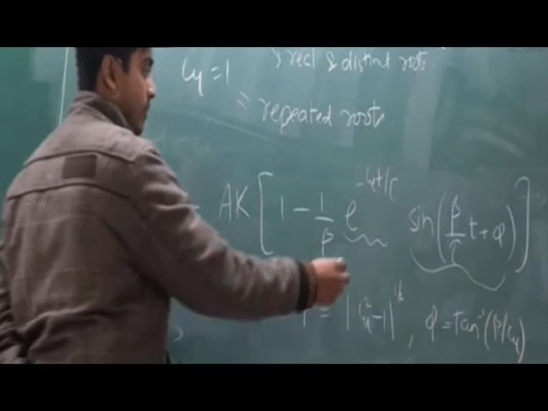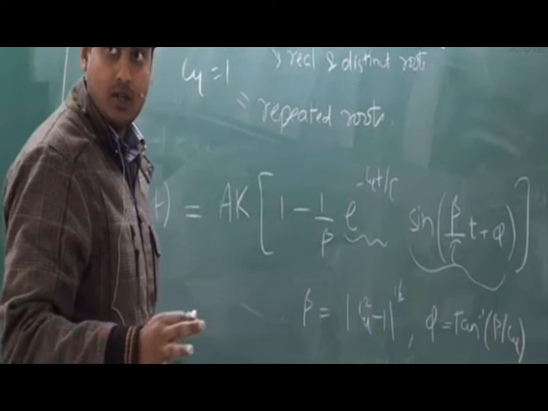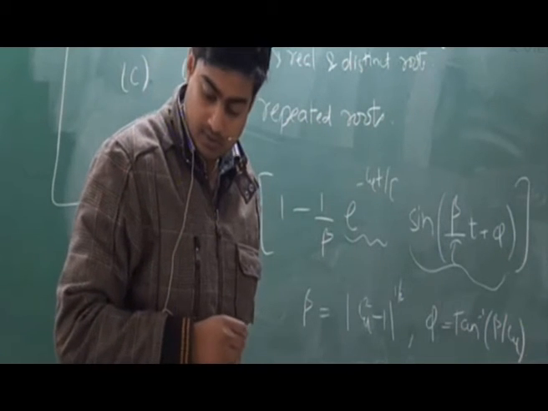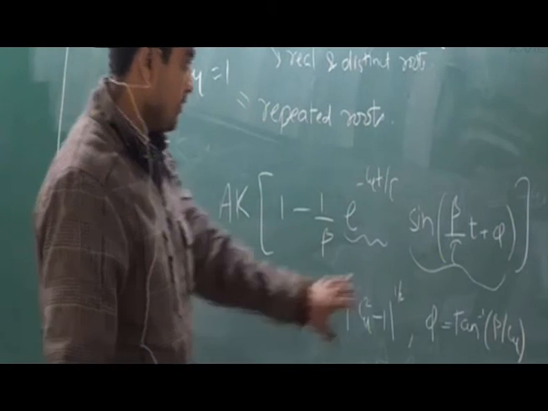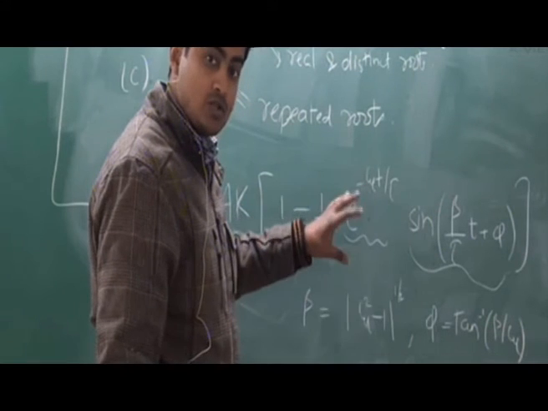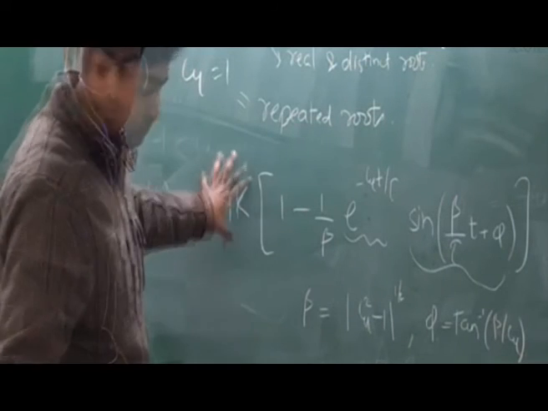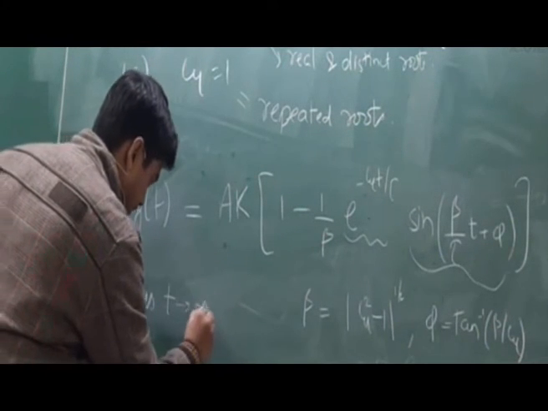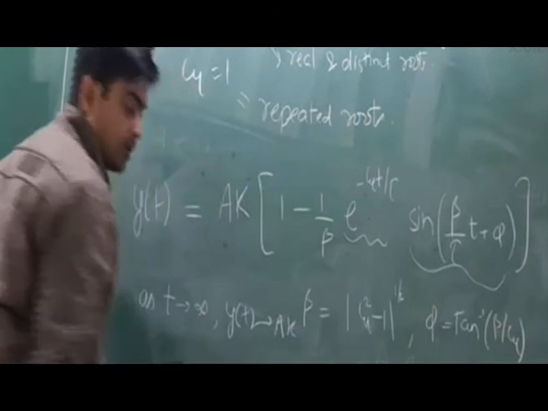Since they are in multiplication, it is sure that the response of the system would be sinusoidal, but it would be a damped response, damped sinusoidal. Okay, and of course the damping is provided by this vector. And since we have the sinusoidal part and the damping, the response is going to settle ultimately at the steady state at AK, meaning that as t tends to infinity, we have y(t) tends to AK.